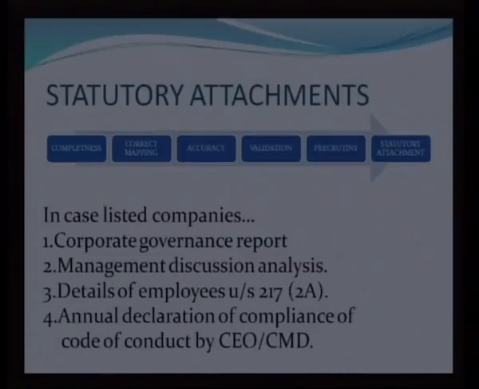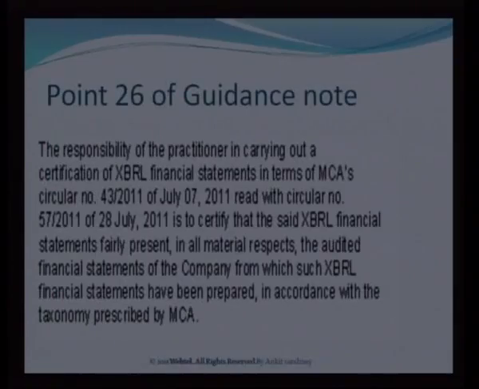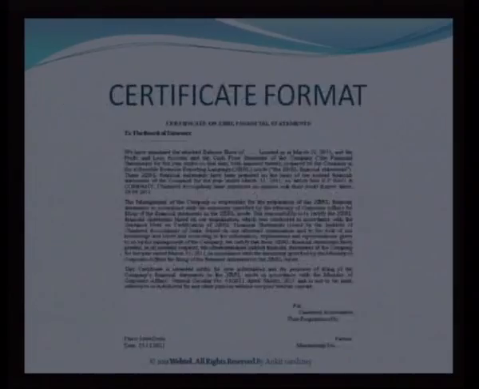Apart from that, these are a few of the documents which are to be attached with the document which you are going to upload: the corporate governance report, then management discussion and analysis, and any detailed report about the employees under section 217, then the auditor certificate on corporate governance, and then the compliance statement by the company secretaries. All these things you are aware of, these are to be attached with your 23AC and ACA. And then there is a guidance note, kindly go through it, on the format of the certificate availability.